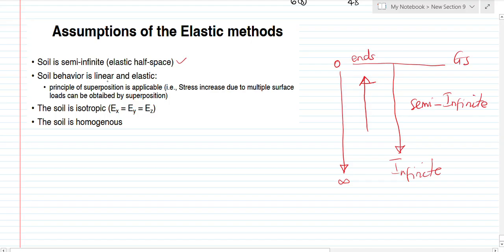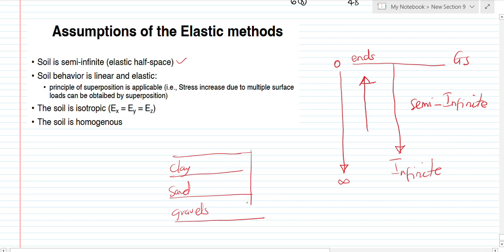Then the soil behavior is linear and elastic, meaning that the principle of superposition is applicable. So it simply means that if I have different layers of soil, let's say this is clay, this is sand, and this is gravels, then the stresses can be superimposed, meaning that the stress that will act here will act upon the stress that will act here. And these two stresses will act upon the stress that will act at this particular point. And that is what is meant by superposition. We can impose the stresses on each other.